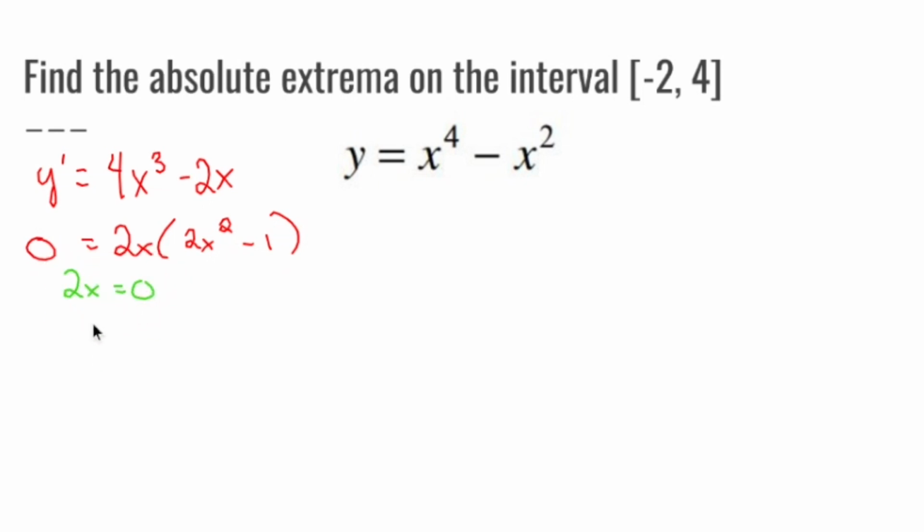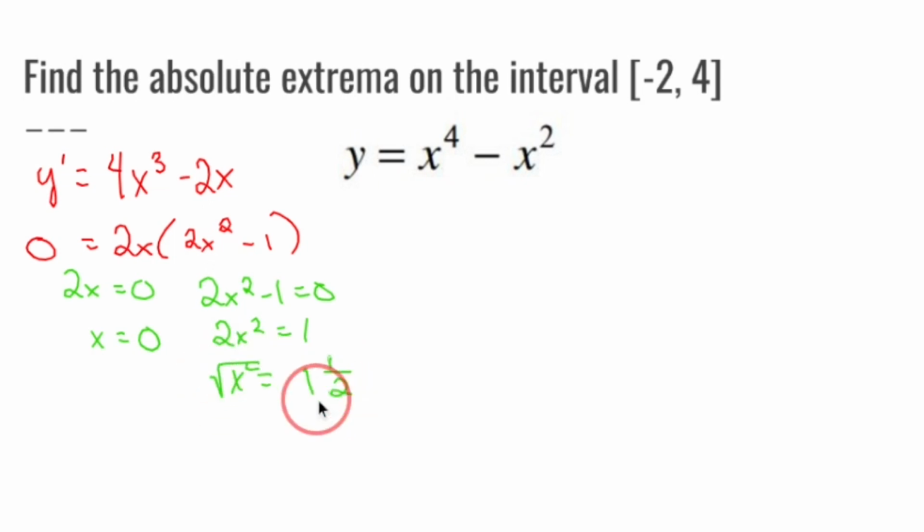So 2x equals 0, divide by 2, x is equal to 0. 2x squared minus 1 equals 0. Add 1. Divide by 2. Take the square root and don't forget about your positive or negative. So my 3 critical points are x equals 0, positive square root of a half, and negative square root of a half.